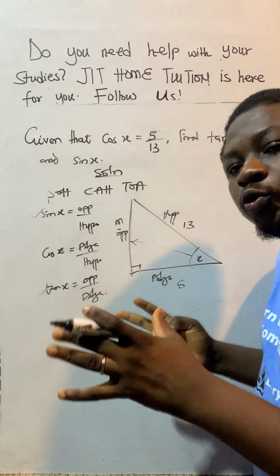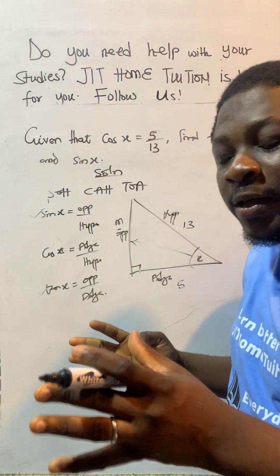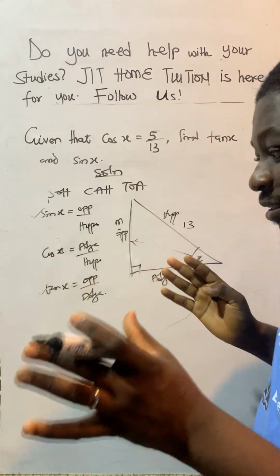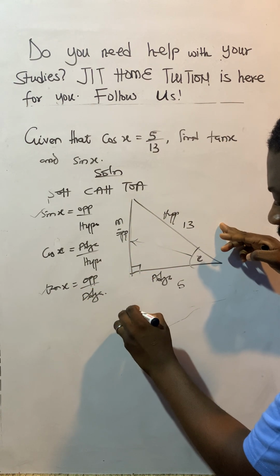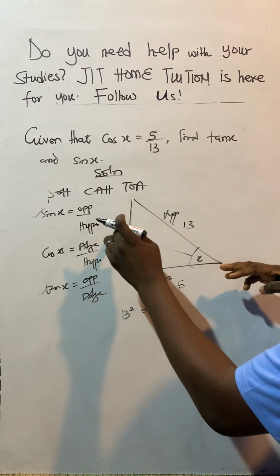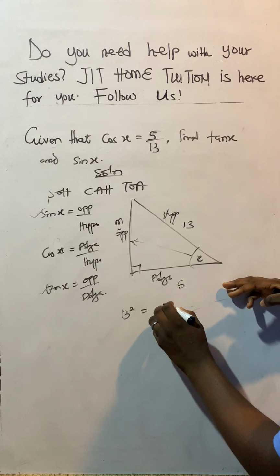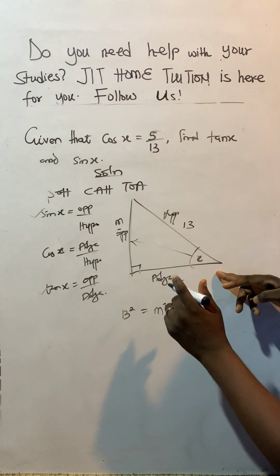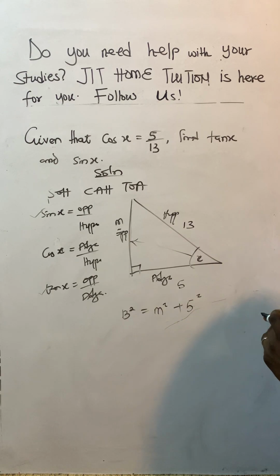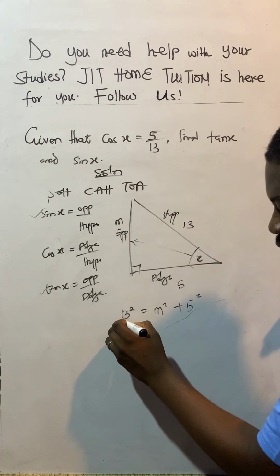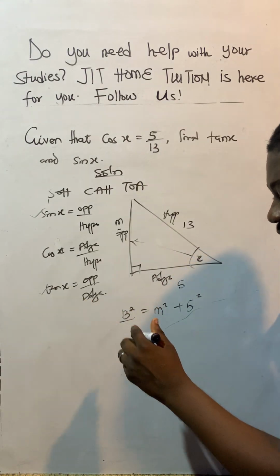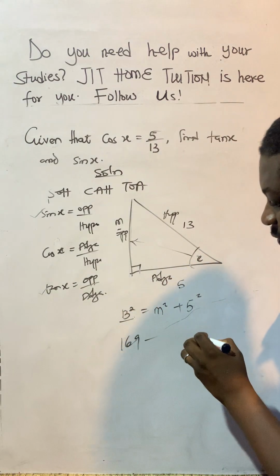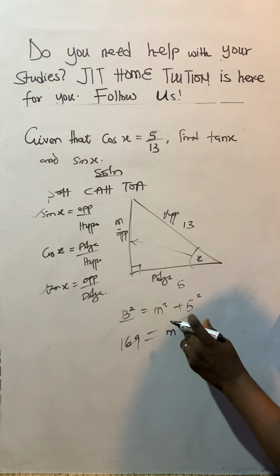Now here you're going to use what you call Pythagoras Theorem. And the principle of Pythagoras Theorem is saying that the square of the hypotenuse, in this case 13, squared should be equal to the square of the opposite, which is m, we don't know, plus the square of the adjacent, which in this case is this. So 13 squared will give you 13 times 13, which is 169, equal to m squared.